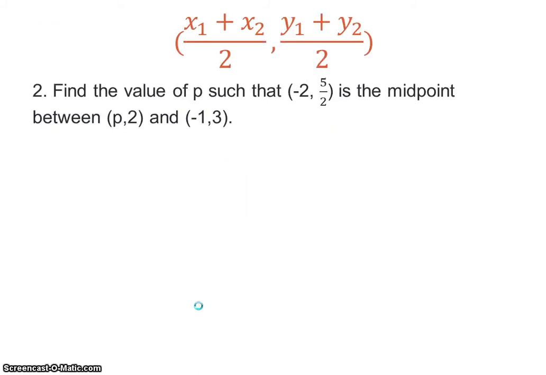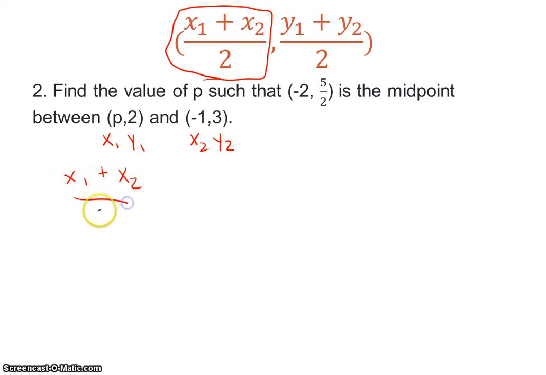Alright, now let's find the value of p such that (negative 2, 5/2) is the midpoint between (p, 2) and (negative 1, 3). So we know our 2 points, so we have our x1, y1, and our x2, y2, but we're missing this x coordinate, right? We know what our midpoint is, and we know our 2 points. We just got to find this x. So let's look at just this half of our midpoint formula. So we know we have x1 plus x2 over 2, and we're going to set that equal to our x coordinate of our midpoint, which is negative 2.